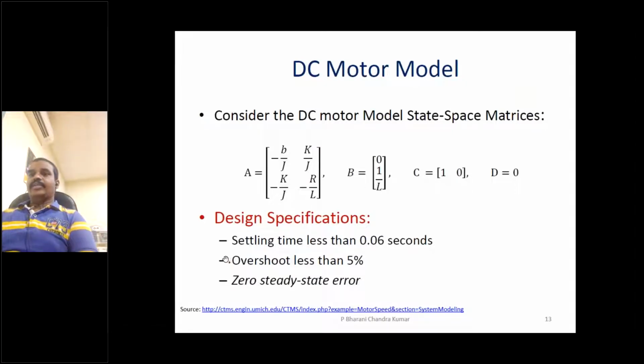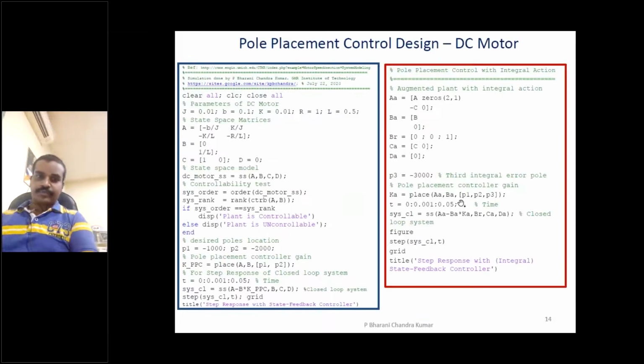So the desired specifications I'm going to select are settling time less than 0.06 seconds. That means I want a very, very fast response. Overshoot should be less than 5% and zero steady state error. This DC motor model, which we had discussed, I have taken from the University of Michigan web page. So let's see what is going to happen now.